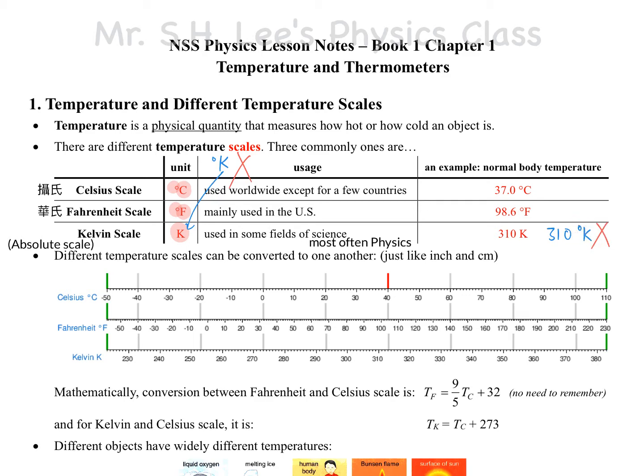Up to here, we have talked about three different temperature scales, and you can think of it as just like measuring length in different units like cm and inch. So different temperature scales can be converted from one to another, very much like you can convert measurements of length from the units of inch to units of cm. This diagram shows you the approximate conversion between different temperature scales.